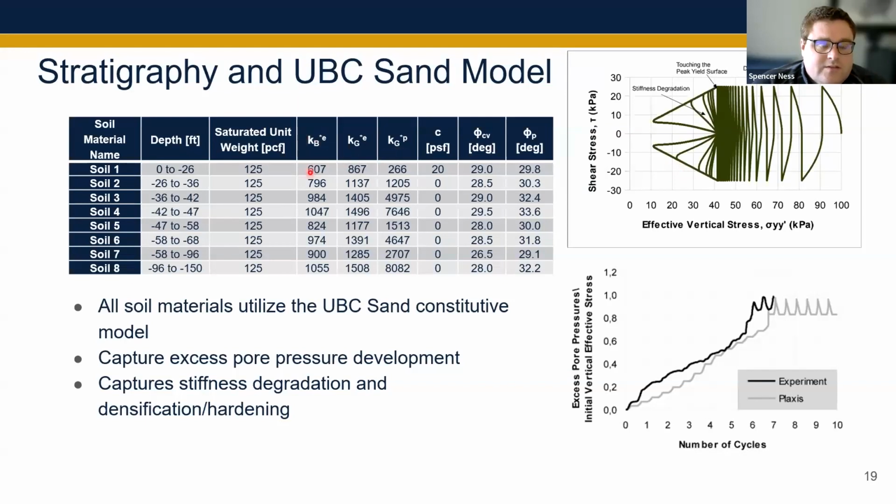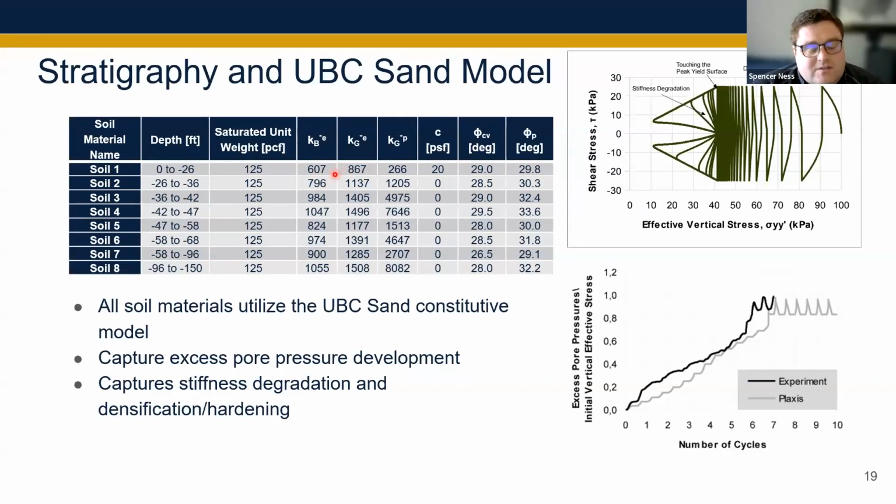So these K values are effectively the bulk modulus, or stand-in for the bulk modulus within the UBC sand model, which we'll mention. As these numbers get larger, we expect the stiffness parameters of the soil to increase, and certainly with the deeper layers, our liquefaction concern was less. These top 2 layers of soil were our primary concern.